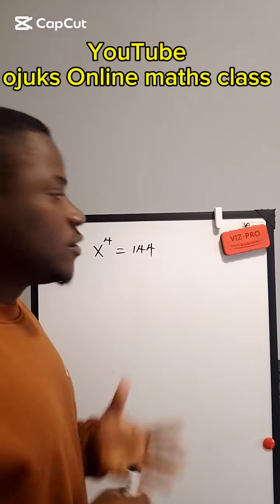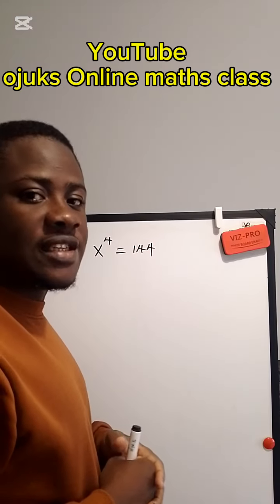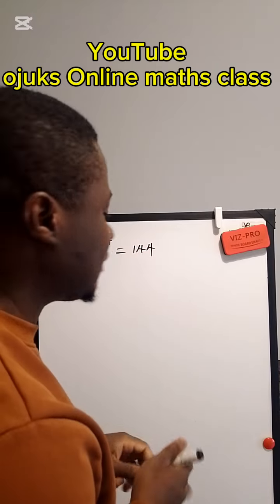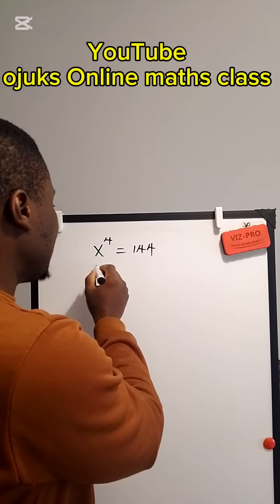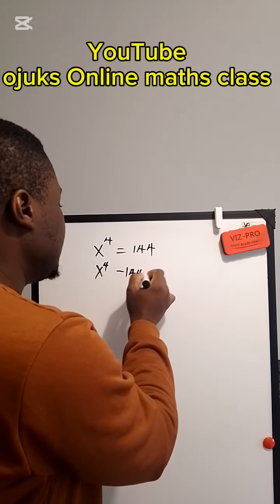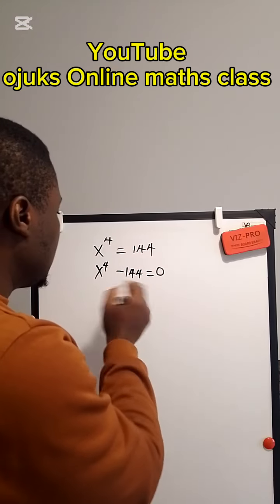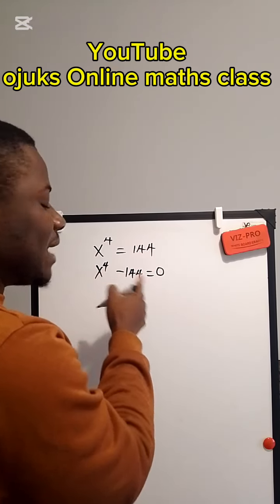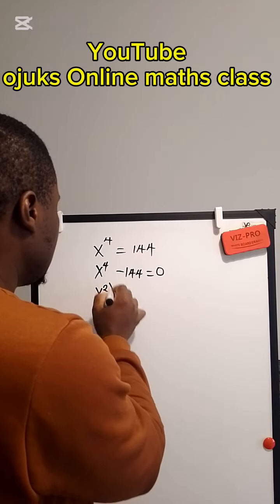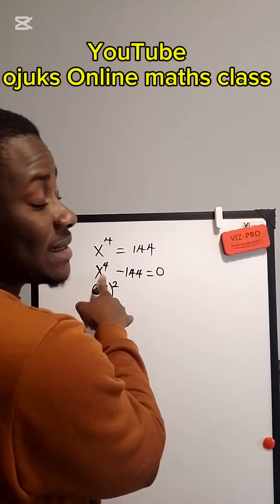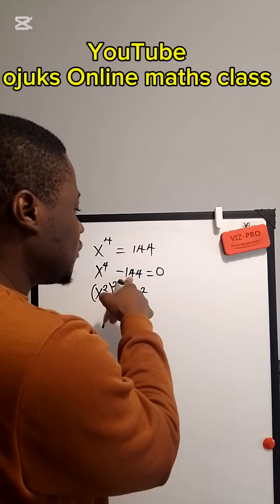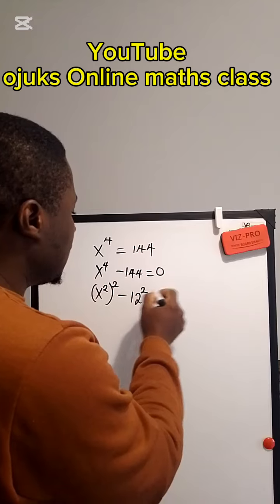A very quick one. To find the value of x in this initial equation, very simple. All we have to do is transfer 144 to this side of the equation to have that x raised to the power 4 minus 144 is equal to 0. Now, we can express both of them as the index of 2 to have that x squared all raised to the power 2, which is the same thing as x raised to the power 4, minus 12 squared. Of course, 12 squared is 144, then equals 0.